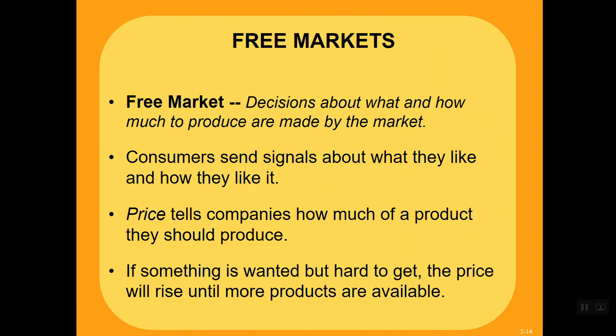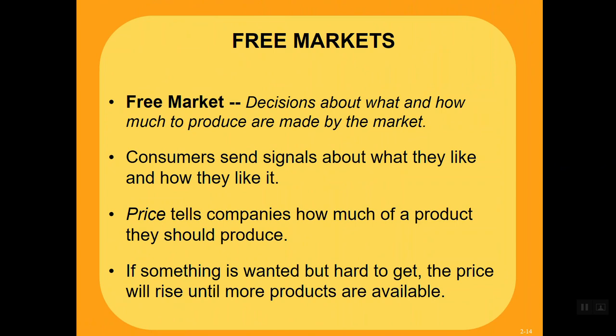So the consumer, that's who buys our products and services, sends signals about what they like and how they like it. The price tells a company how much of a product they should produce. In other words, if the company produces a certain amount of product X, the assumption is that they'll sell it all in order to make a profit.